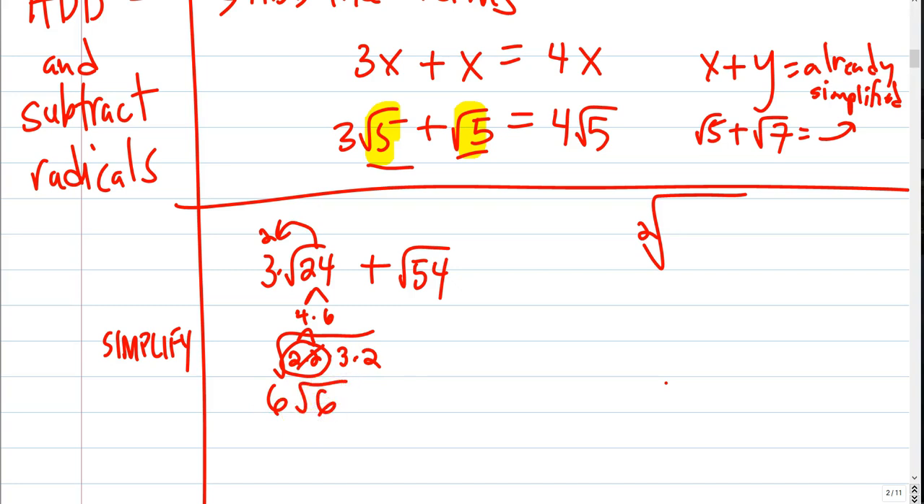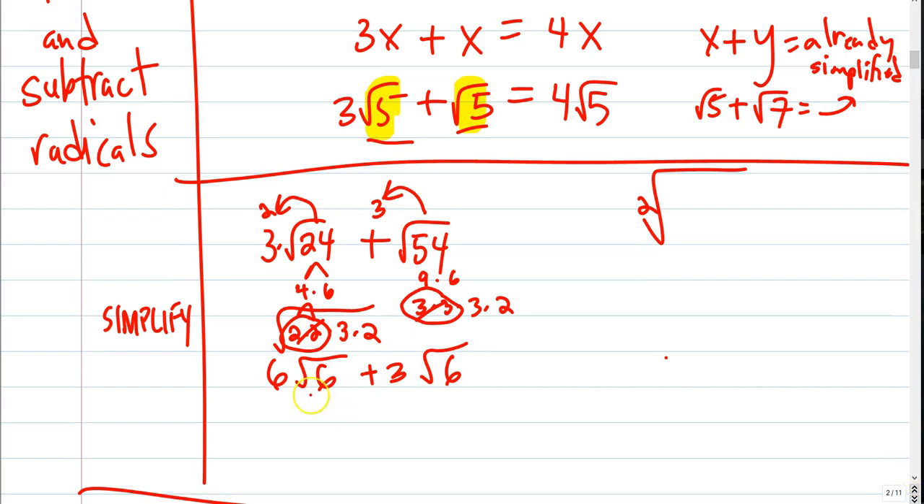Square root of 54, I'm thinking 9 times 6. About 3 times 3 times 3 times 2. Looking for groups of 2. That is the square of 9. So out comes a 3. And what's left in there is radical 6. Can I add 6 radical 6 plus 3 radical 6? They are like terms. 6x plus 3x, 9, whatever the x is, the variable, okay, 9 messes.